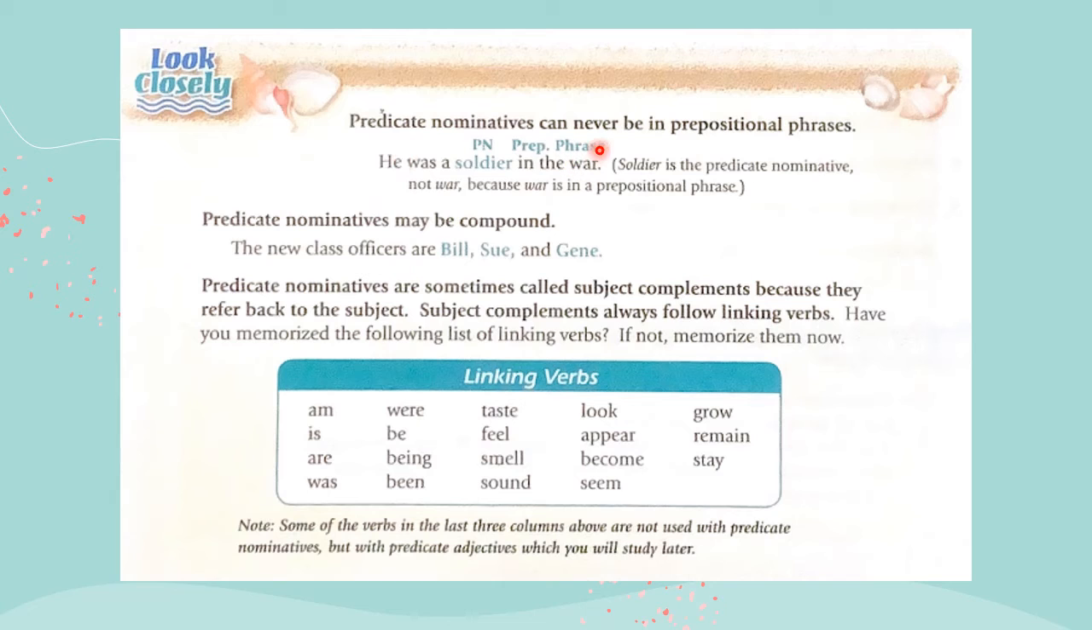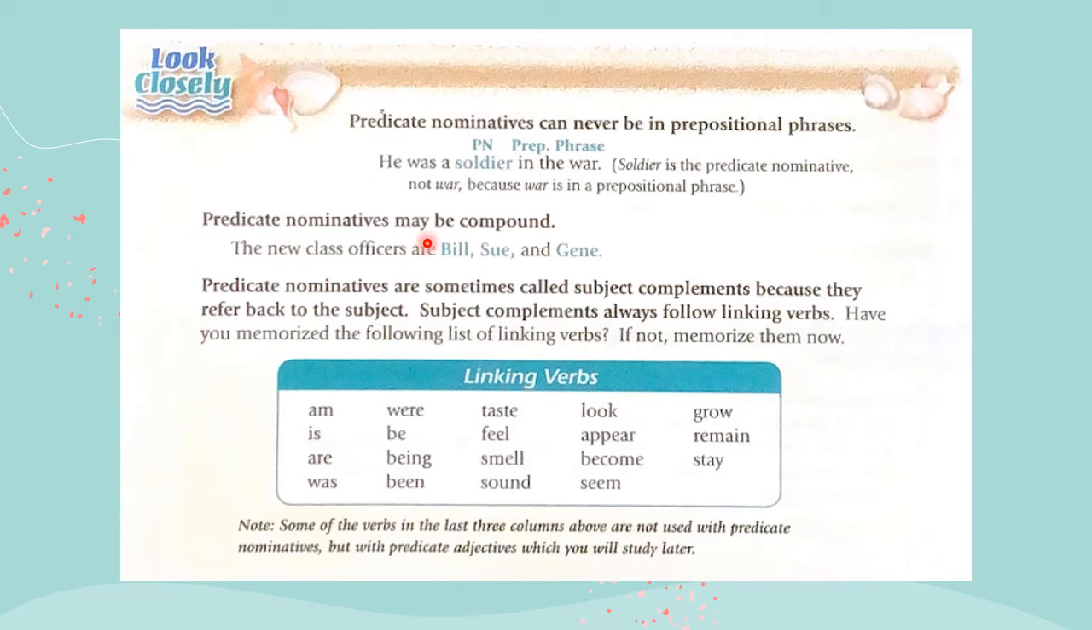Predicate nominatives can never be found in prepositional phrases. He was a soldier in the war. So our prepositional phrase is in the war. Soldier is the predicate nominative, not war, because war is in the prepositional phrase. Also, when we try our test, he equals soldier. If I said he equals war, no, that doesn't work. He equals soldier. So whenever you see a prepositional phrase, you can block that off in your mind because you know it won't be in there.